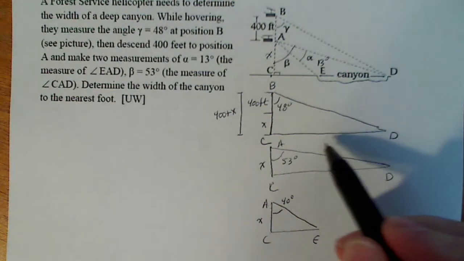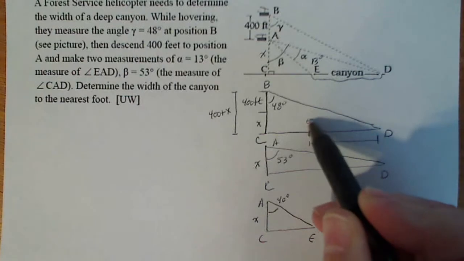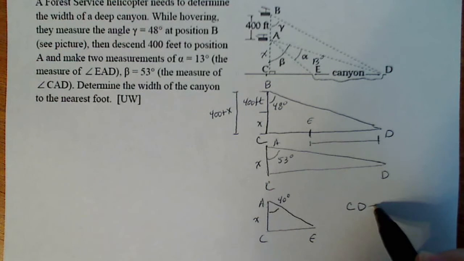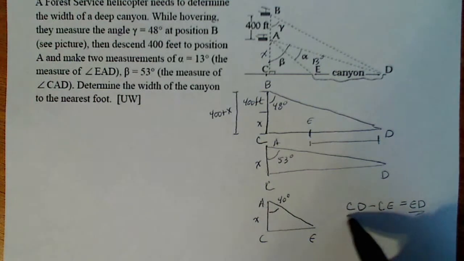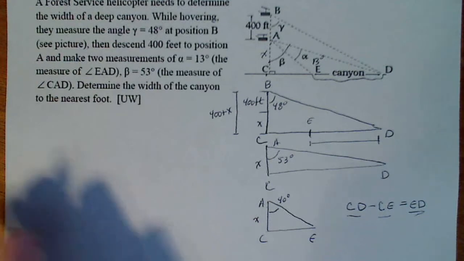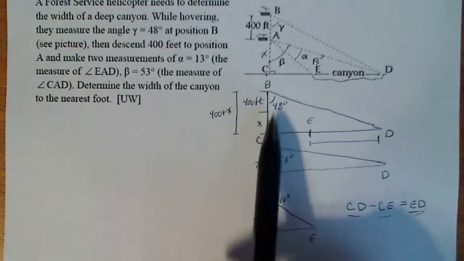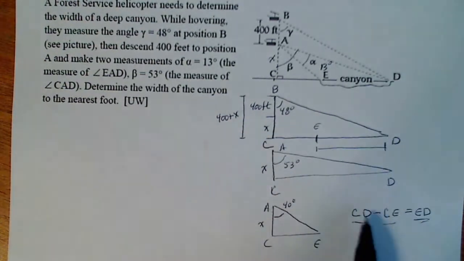I mean, what I really want is this length from here to here, ED. So I know if I can find the length CD and subtract off the length CE, I get the length ED, which is what I want. Okay? So my goal is to find CD and CE. So let's start with this triangle here. All I have is an angle and an adjacent side, and I can describe the opposite side with the length CD, which is what I want to do.